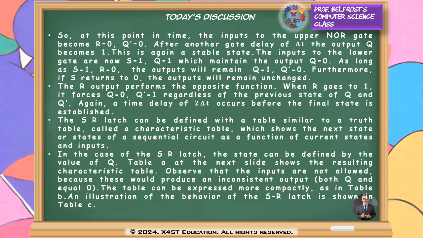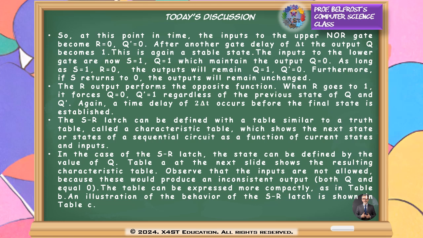So the SR latch can be defined with a table similar to a truth table called a characteristic table, which shows the next state or states of a sequential circuit as a function of current states and input. In the case of the SR latch, the state can be defined by the value of Q. On the next slide, we'll see table A showing the resulting characteristic table of the SR latch.